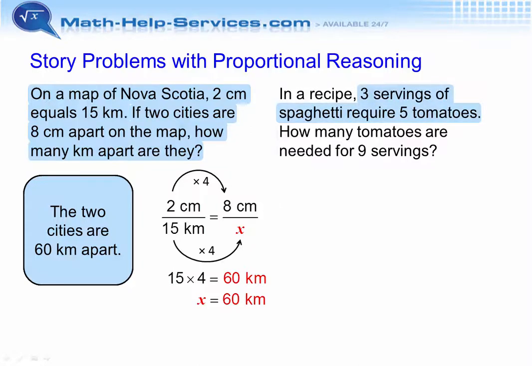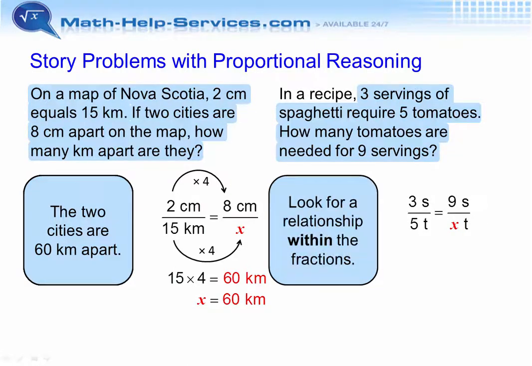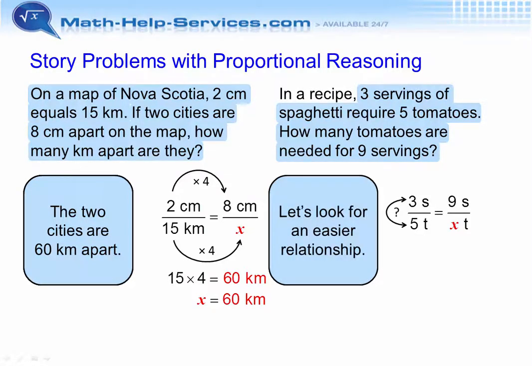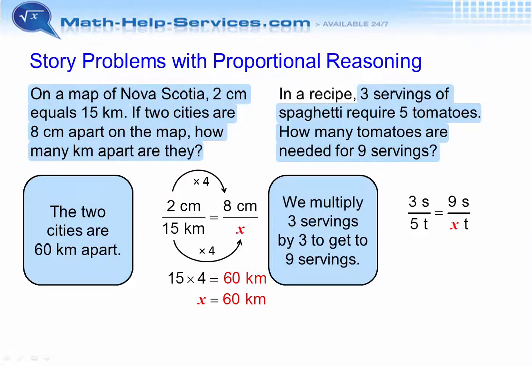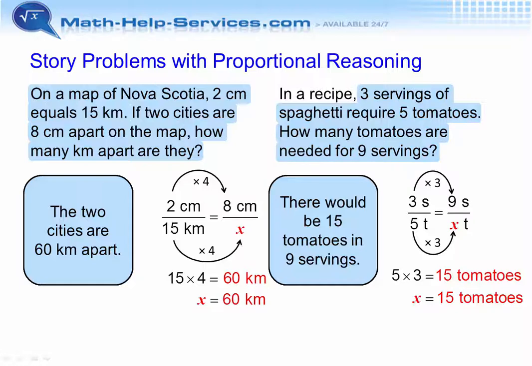Now in the next one, we see 3 servings is to 5 tomatoes, as 9 servings is to X tomatoes. And here's how the proportion would look. Look for a relationship within the fractions. Well, let's look for an easier relationship. We multiply 3 servings by 3 to get to 9 servings. So, we multiply 5 tomatoes by 3 to get to X tomatoes. 5 times 3 is 15. So there will be 15 tomatoes in 9 servings.